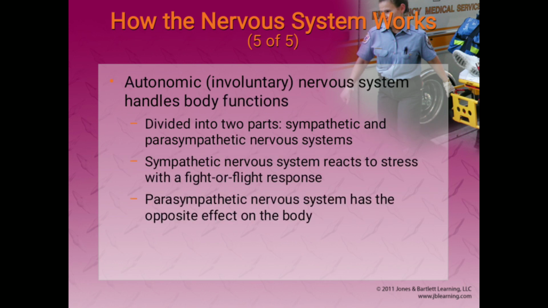The autonomic nervous system handles body functions and can be divided into two parts: the sympathetic and parasympathetic nervous systems. In actuality, the sympathetic nervous system reacts to stress with a fight or flight response. Either you decide to fight in a situation, or you can escape from the situation, which is flight. Like if a dog is running behind you, you can fight with it, or you can run away from the situation. It depends upon your accessibilities.